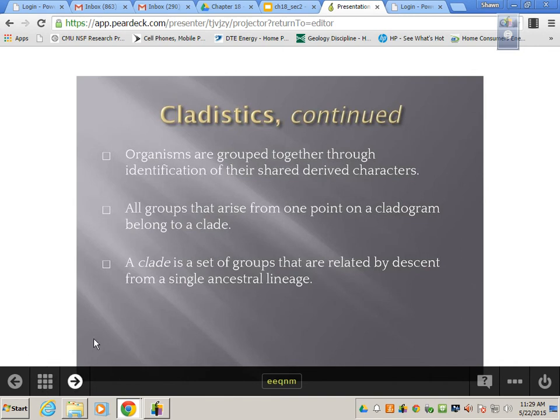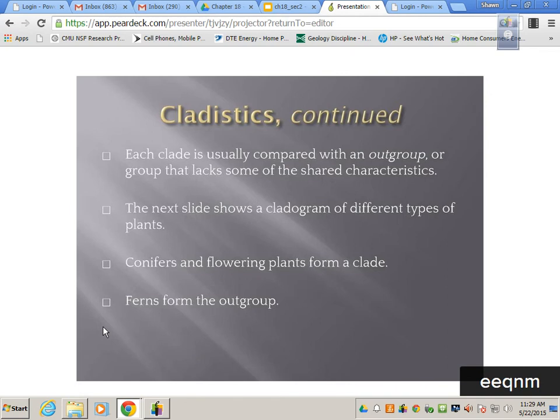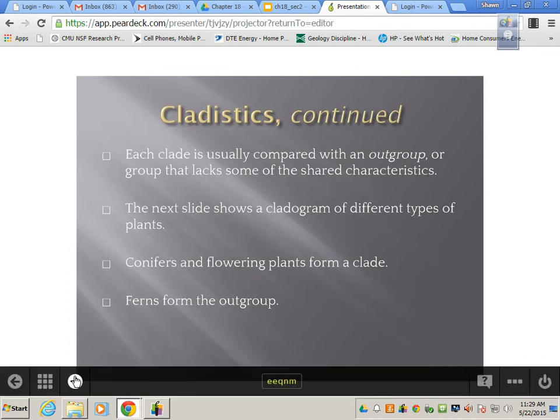So each clade is usually compared with an outgroup, or group that lacks some of the shared characteristics. And if you look at the cladogram I gave you in your notes, you'll see conifers and flowering plants form a clade, and ferns form the outgroup. So hopefully this is the one I gave you.